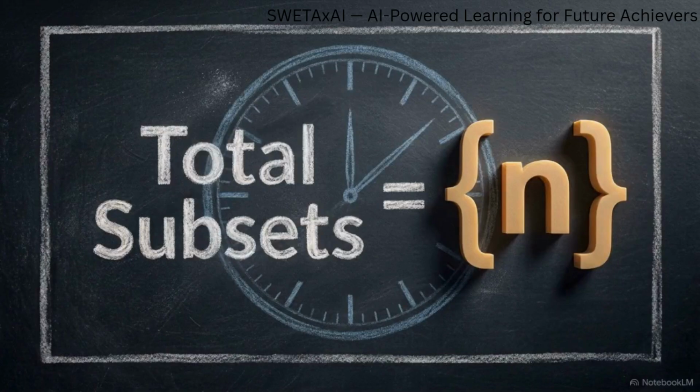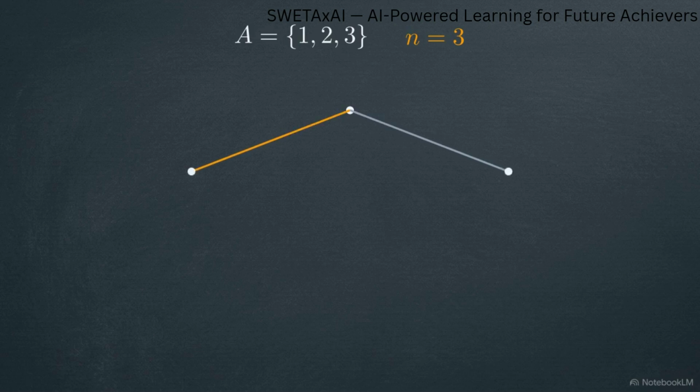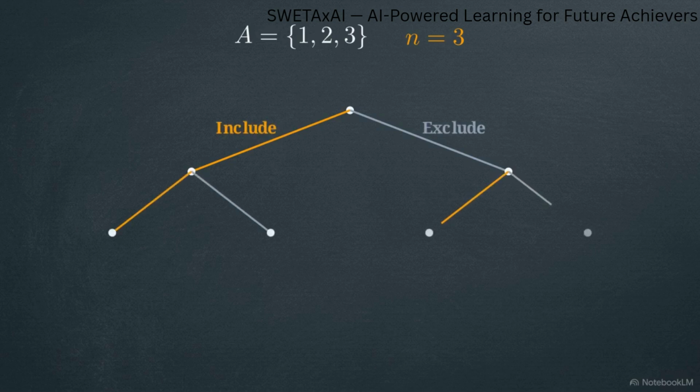This leads to a guaranteed exam question. If a set contains an n number of elements, exactly how many subsets can you generate from it? This diagram maps the possibilities for a simple set containing the elements 1, 2, and 3. We calculate the total combinations using the fundamental counting principle. Every individual element faces an independent binary choice. It is either included in a newly formed subset, or it is excluded.